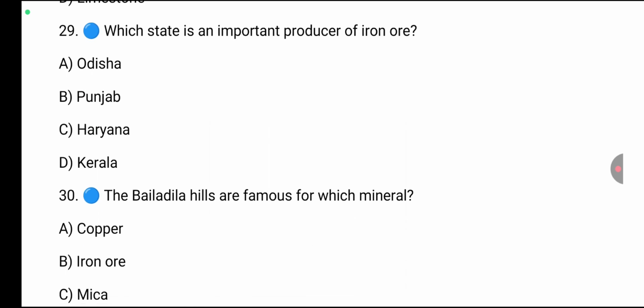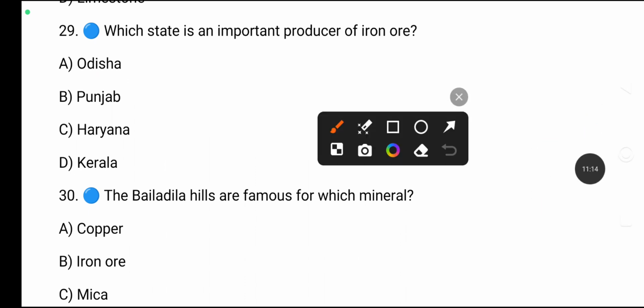Now moving on to question number 29. Which state is an important producer of iron ore? If you see Odisha, Punjab, Haryana, Kerala, the answer will be A, that is Odisha. Odisha is an important producer of iron ore.